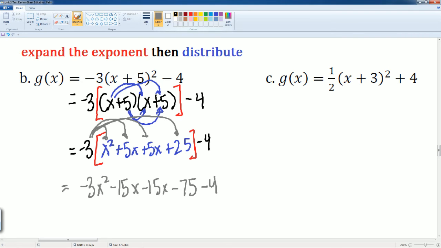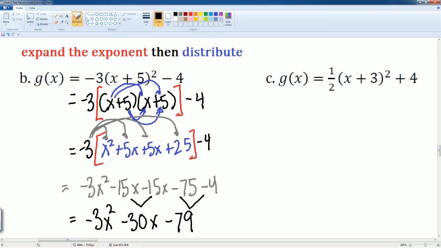Now you can combine some like terms. Nothing happens to the negative 3x squared. These two can combine to get you negative 30x. Negative 15 and negative 15 get you negative 30x. Negative 75 and negative 4 get you negative 79.